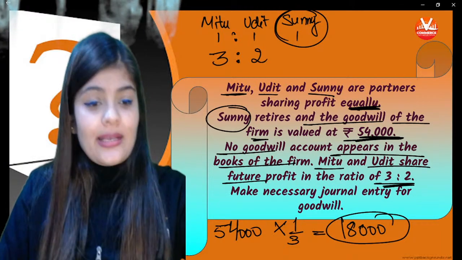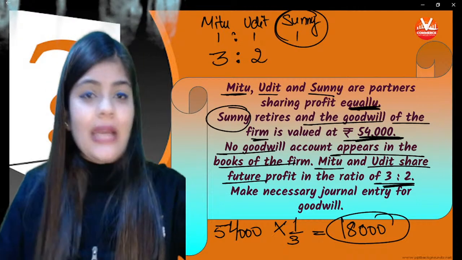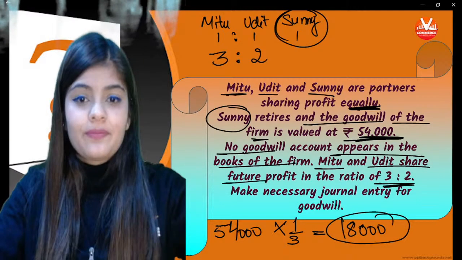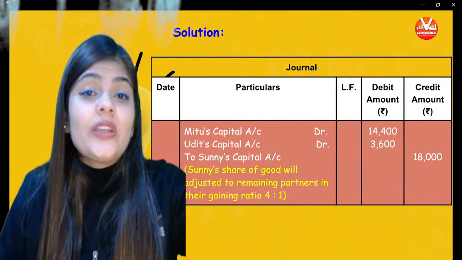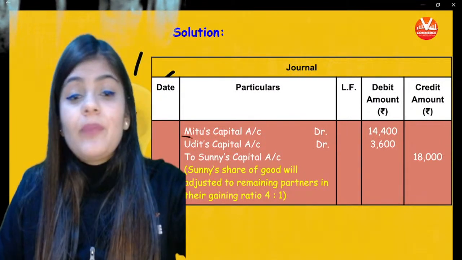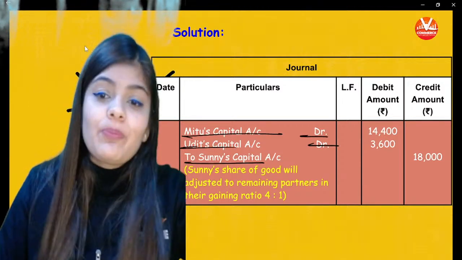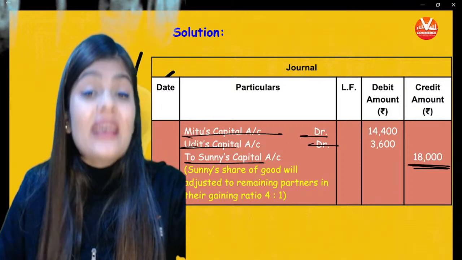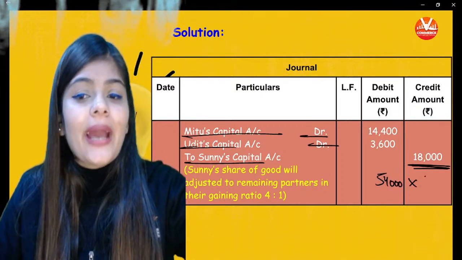So yes, Meetu and Udit capital account debit to Sunny. Well done, Dolphy. So here you can see the journal entry. Meetu and Udit are debited and Sunny, the retiring partner, is credited with his share of goodwill. So 54,000 multiplied by 1/3.